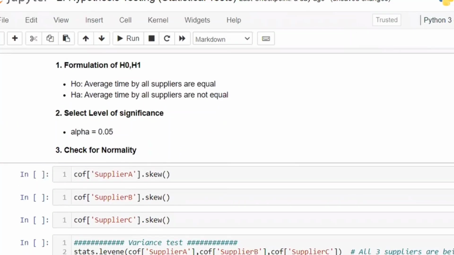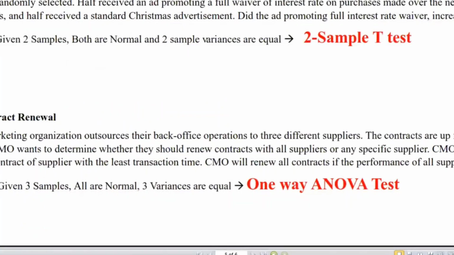Now alpha, what is the alpha? In the given question, was any alpha mentioned? No. Since it was not mentioned, by default alpha is equal to 0.05. Now steps 1 and 2 are completed. What is step 3? Normality. If it is a single column, check normality. If it is more than 2 columns, check normality plus variance. Both we have to check.